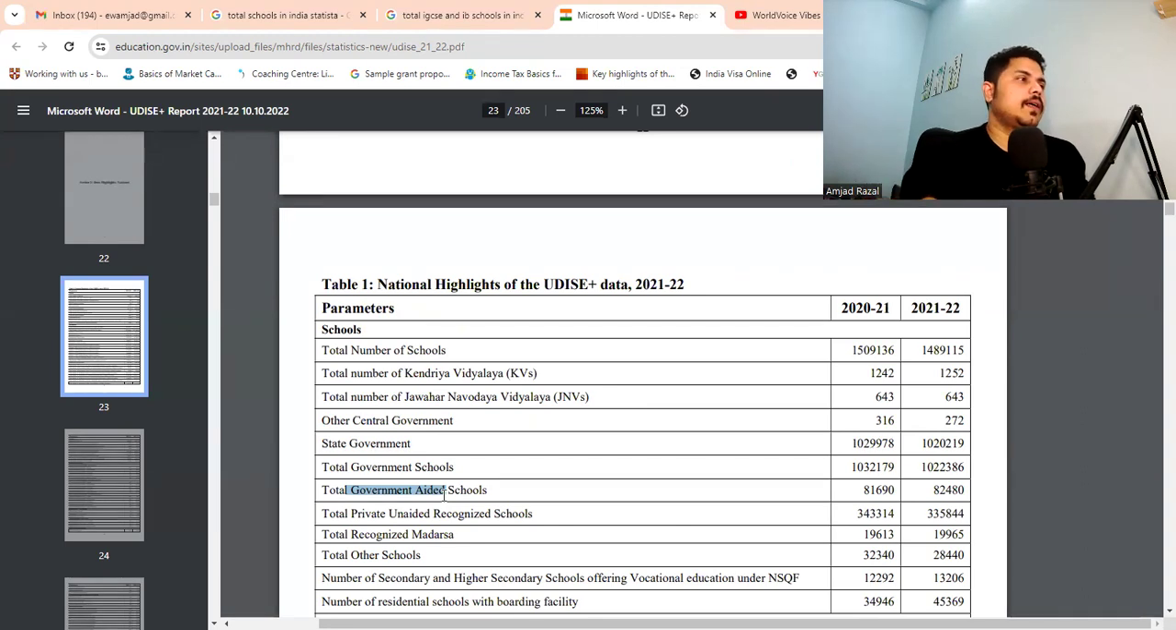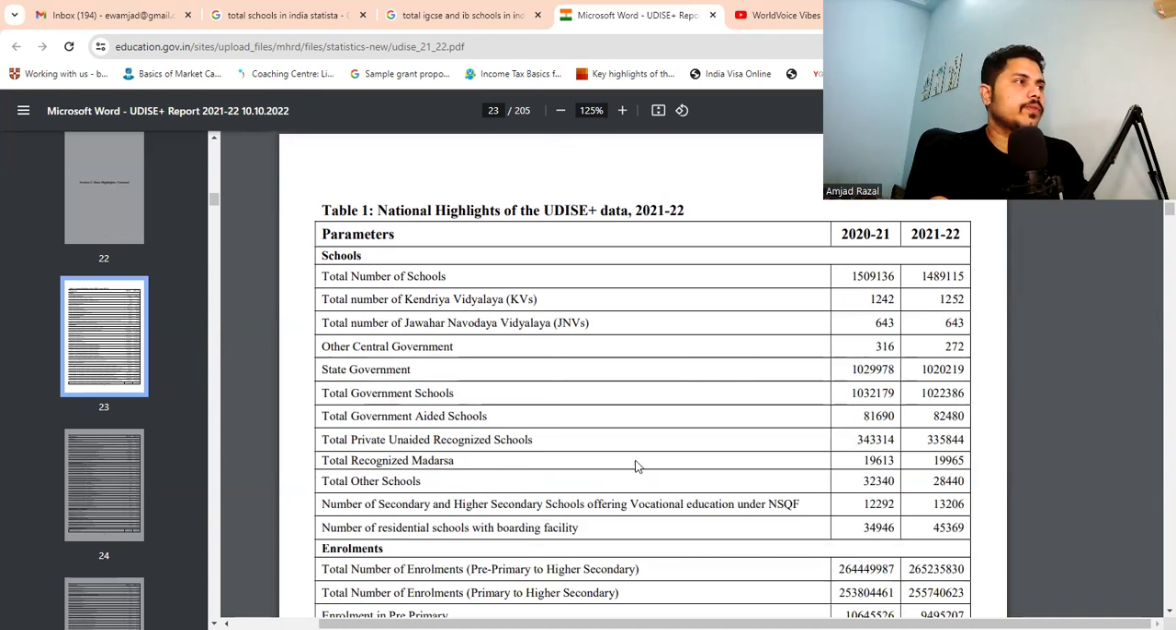They get the funds to pay salaries and all that. Then there are private unaided schools, I mean, totally private schools. Unaided means the government does not provide any kind of fund to them. They have to collect fees and pay the salaries from that only. Then there are recognized madrasas. These many recognized madrasas, and total other schools. The other category could be anything.